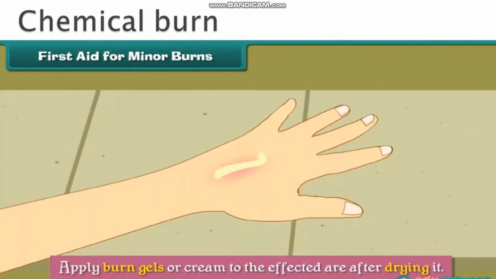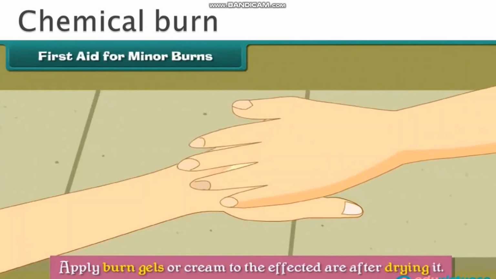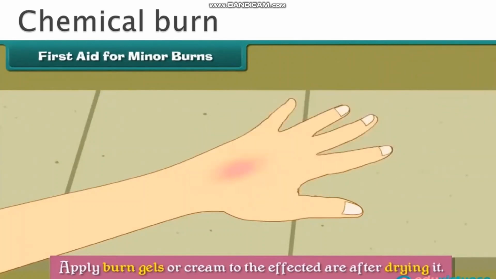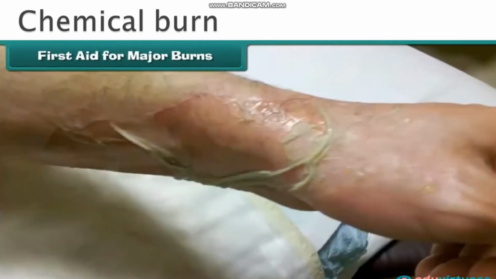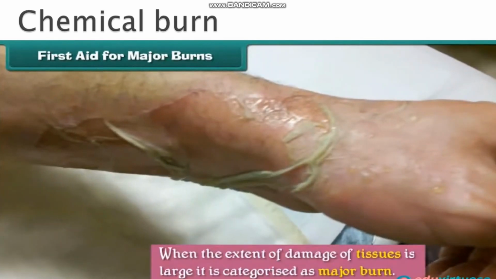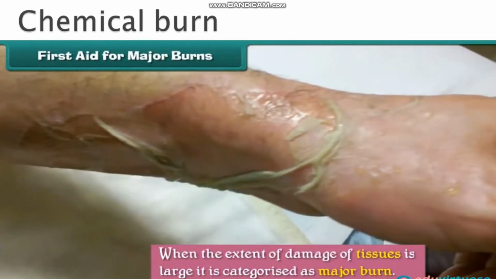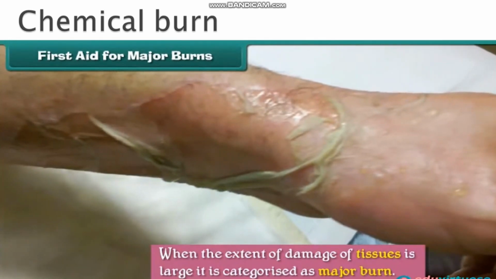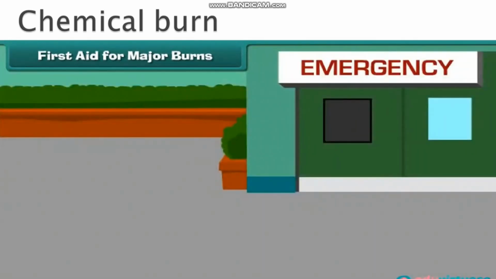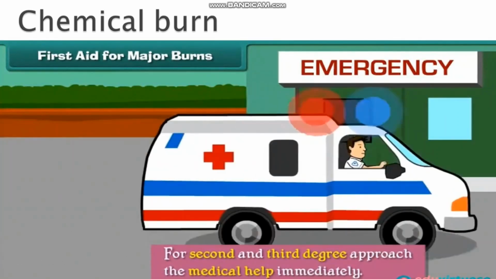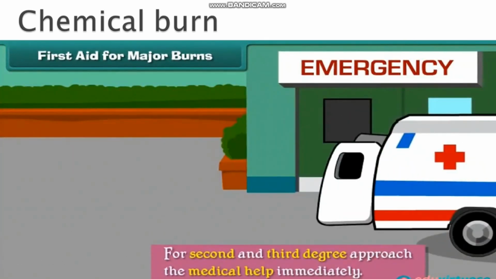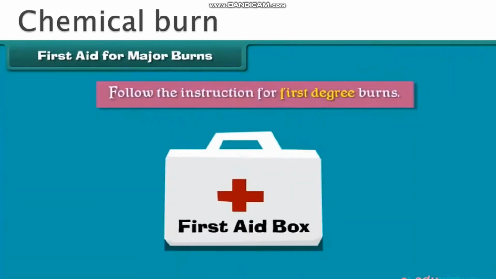But we will not use butter and oil. We can use burn gel so that it will give relief. In the case of major burns, if it is a bigger burn, then we just need to go to the doctor. In such a case, the doctor will take the important steps. Medical help is very necessary if the case is very serious or in the third degree burn. Follow the instructions for the first degree burn.